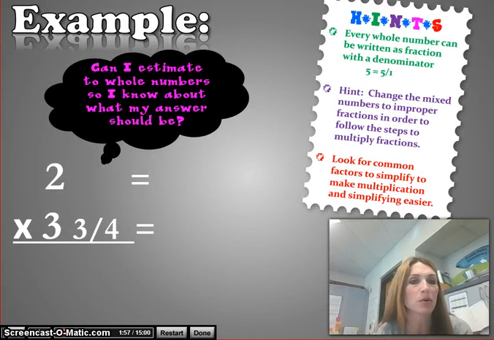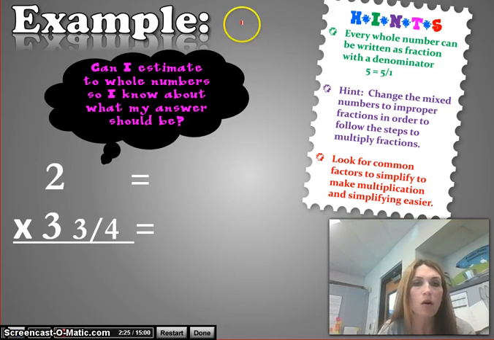So here's our first example. Another thing to think about before we start is a lot of times we can estimate what we think our answer will be, so as we're working we know if we're on track. So if I just look at the whole numbers right there, I have 2 and 3. 3 3/4 is very close to 4. So if I was going to estimate that, I would think maybe my answer is going to be somewhere around 8. So let's go ahead and take a look and work through this together.